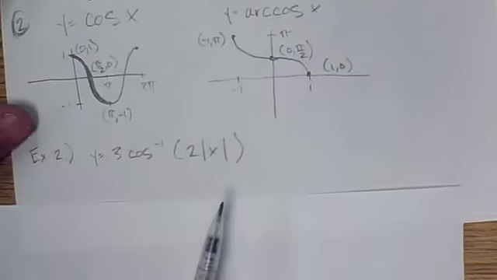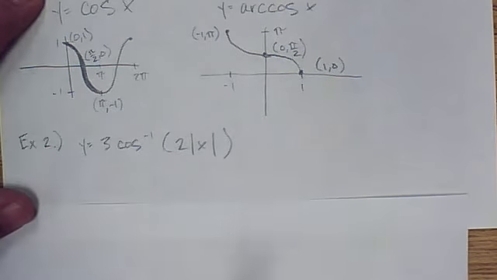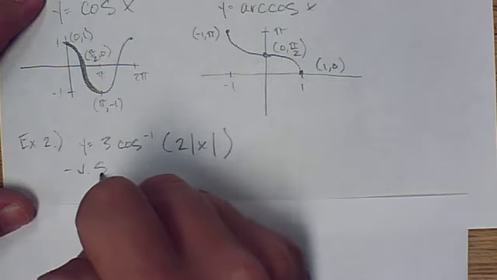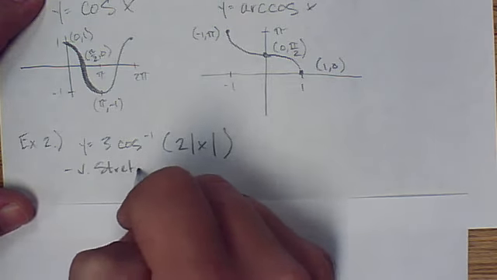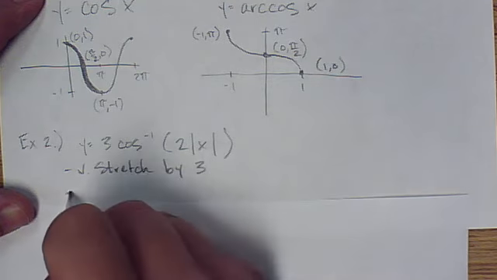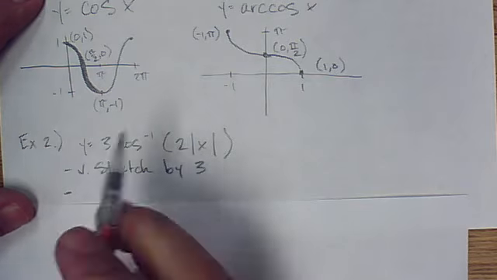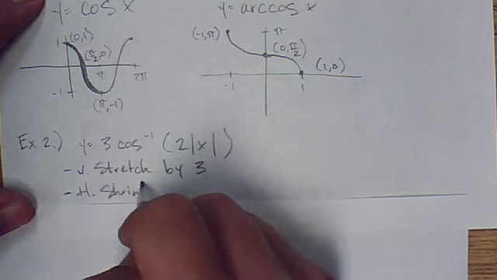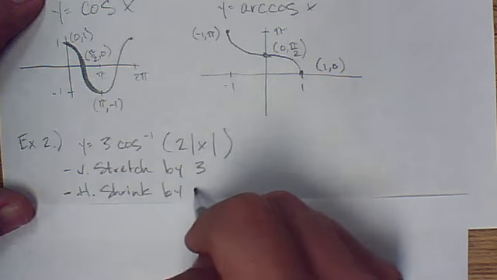So let's apply some transformations to this graph. We've got a vertical stretch by 3. Because my b is greater than 1, this becomes a horizontal shrink by 2.